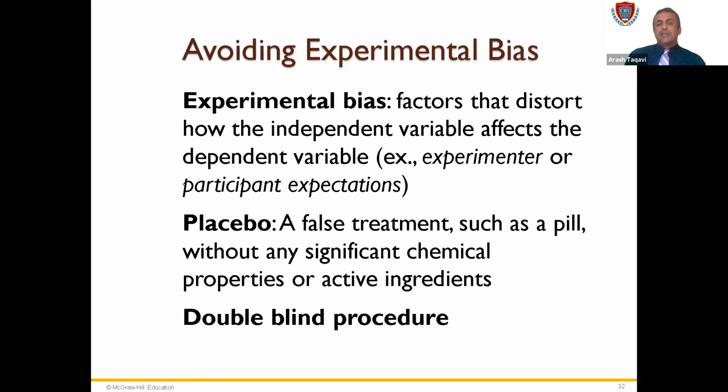Experimental bias: a placebo is a false treatment, such as a pill without any significant chemical properties or active ingredients. A double-blind procedure means that neither the experimenter nor the participant knows anything about the interventions. In a single blind, I, as the scientist, know what I am doing, but you as my participant don't know anything about the experiment.